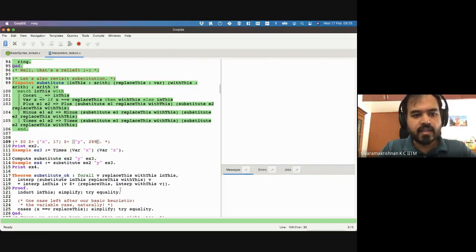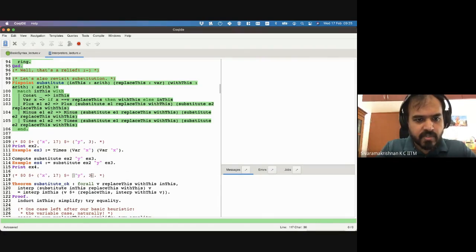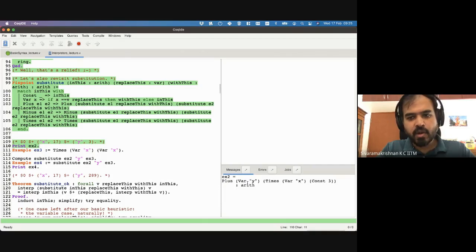So that is the meaning of doing this extension. So here we will have a new valuation which is 289, right? And if you evaluate the original expression with this, what will you get? You'll get 289 plus 17 times 3, which is going to be the same, right? So that is what we are claiming in this particular theorem.